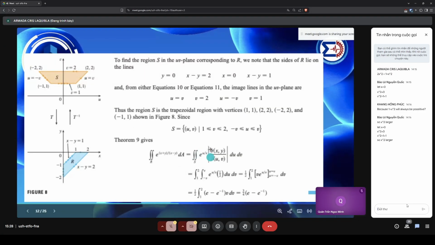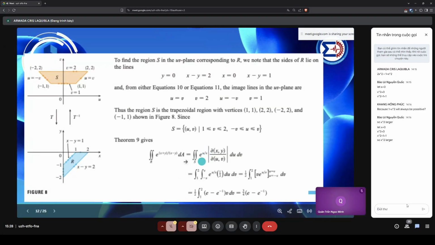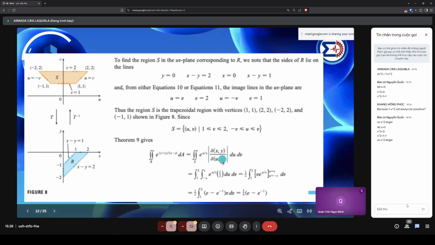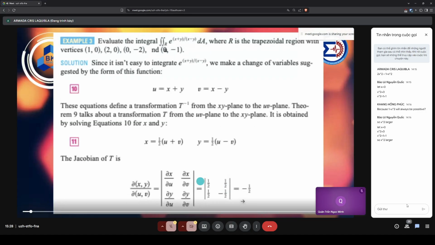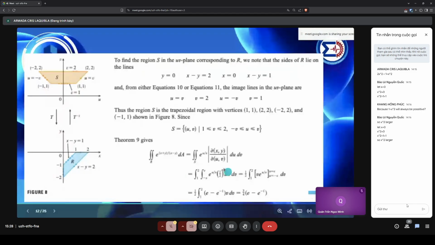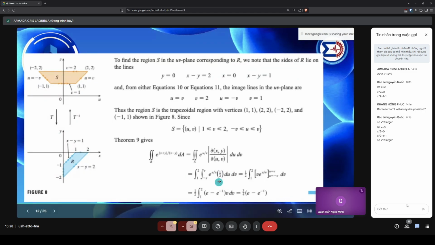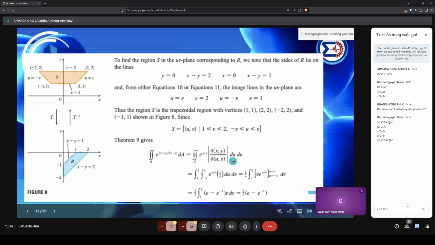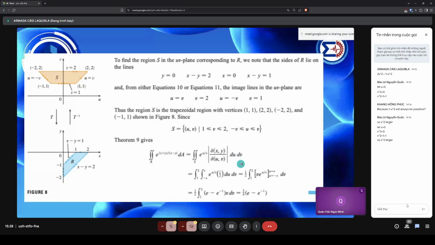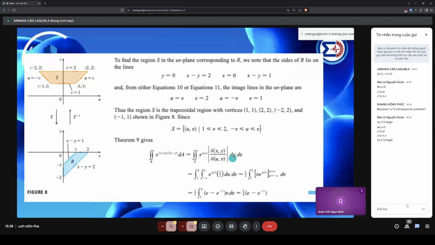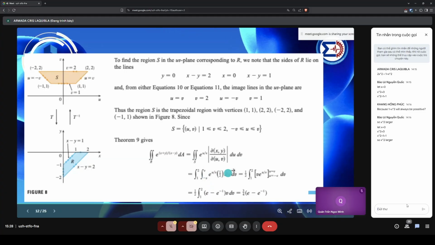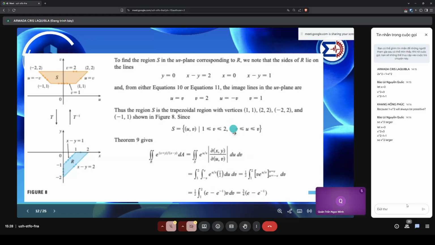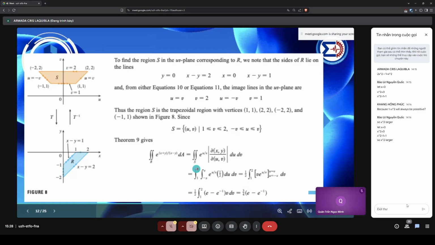X plus y is u, so that's e to the u over v. And then multiply the Jacobian, take the opposite value of that. Your Jacobian value is negative 1/2 here. So if you take the absolute value of that, the result must be positive 1/2, which is here 1/2. Then, du dv. Okay. Now, since this is du, your u is from negative v to v, and then your v is from 1 to 2.